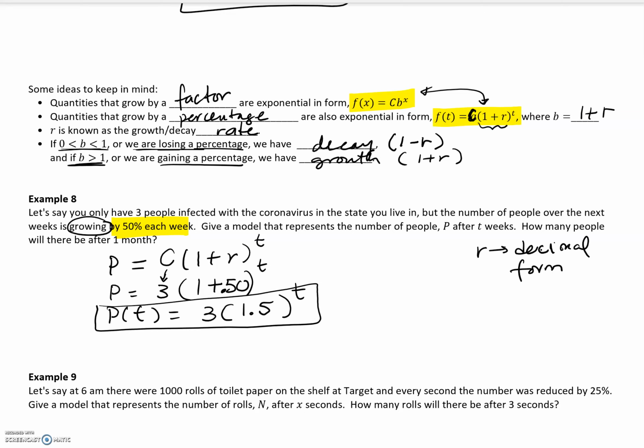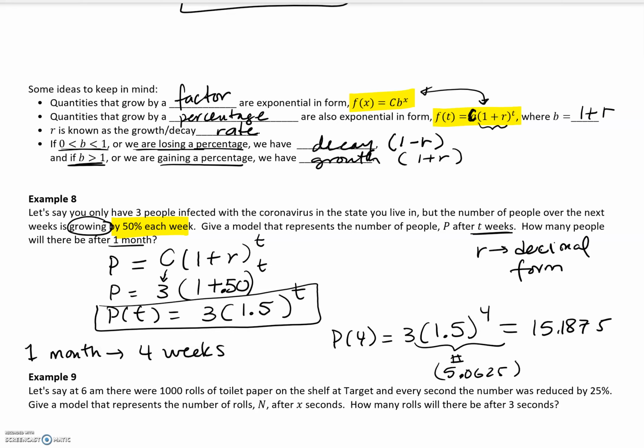So I'm going up by 50% for every unit of time. And after 1 month, when 1 month is equivalent to 4 weeks, and since this problem t was in weeks, we're going to do p of 4 weeks, which is a month, 3 times 1.5 raised to the 4, and get 15.1875. So we'll say something like 15 people after 1 week, after 1 month or a month were infected with the virus.